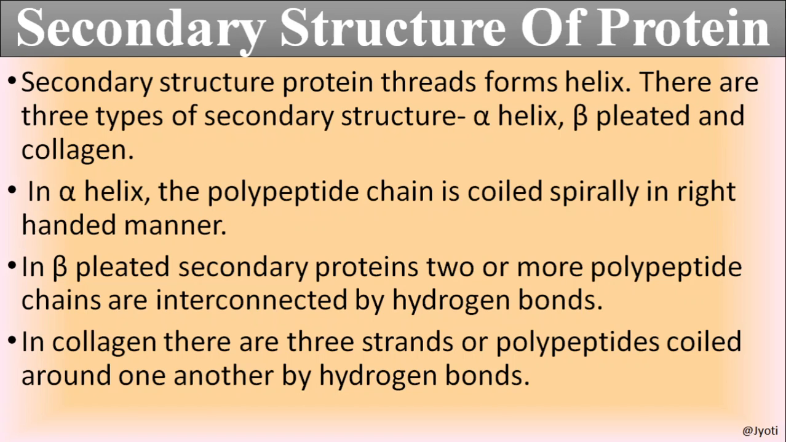So the secondary structure, as I have told you, forms alpha helix or beta pleated. In the alpha helix, the peptide chain is coiled spirally in a right-handed manner, and in beta pleated, two or more peptide chains are interconnected by hydrogen bond. So in secondary structure, the presence of hydrogen bond is a must. Another type of secondary structure is collagen, where three strands of polypeptides are coiled around. So in alpha helix only one strand is there, in beta pleated two polypeptides are joined, and in collagen three polypeptides are joined, and all of them are joined by hydrogen bond. This is very important, children.